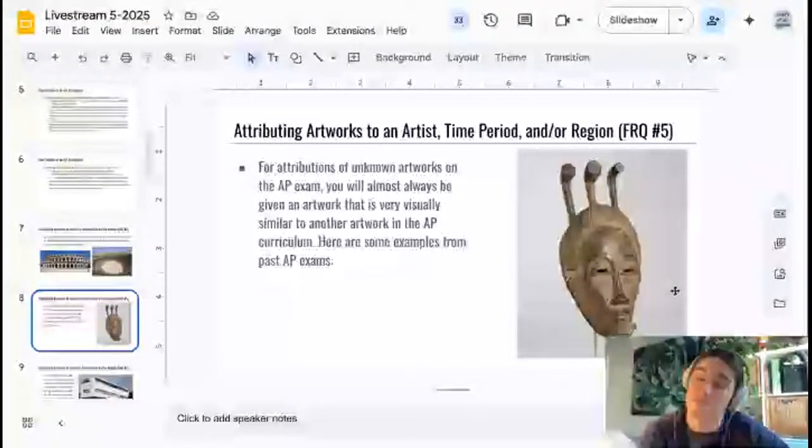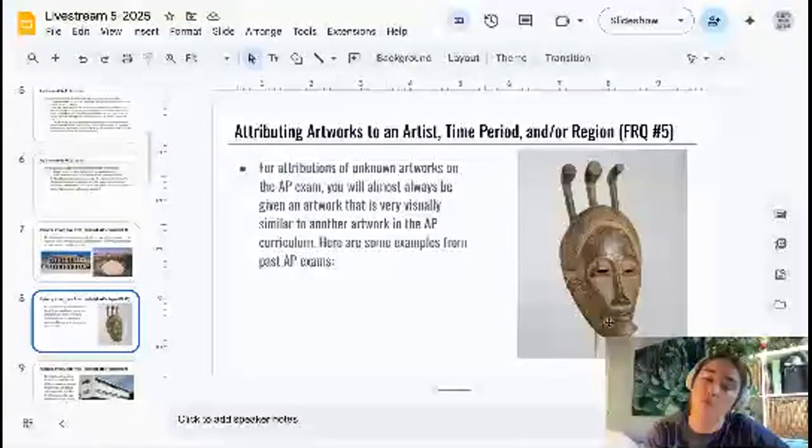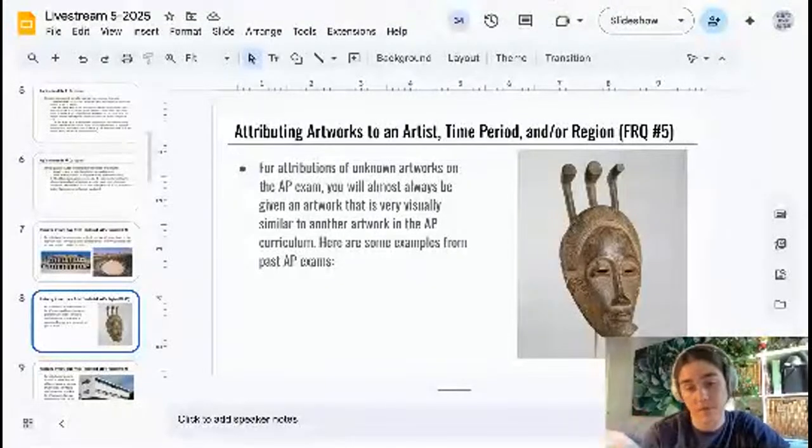There's also aspects of the face. For example, the very long, thin nose, the heavily arched brows, and the closed mouth that we saw in the portrait mask from the AP curriculum, right?